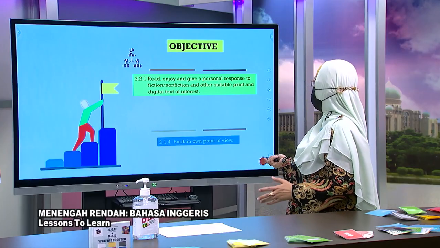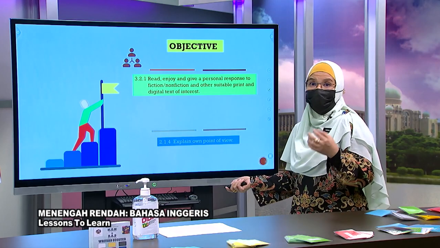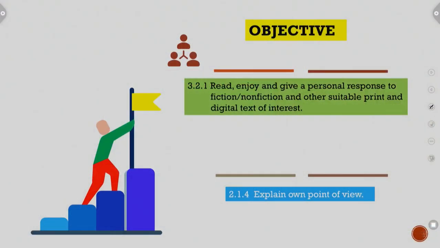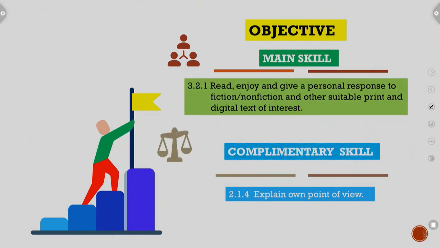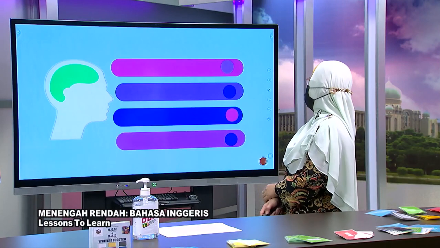Okay, Chris, I have two objectives for today. Firstly, to make sure that the students can read, enjoy, and give a personal response to fiction. The second objective is my main skill. My complementary skill is to be able to explain their own ideas.